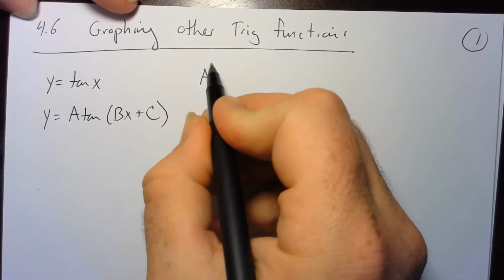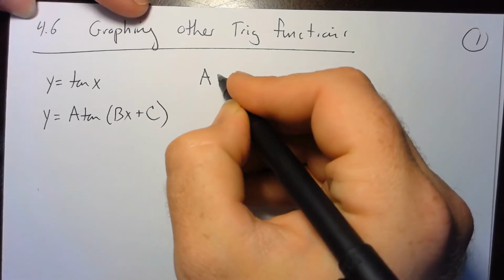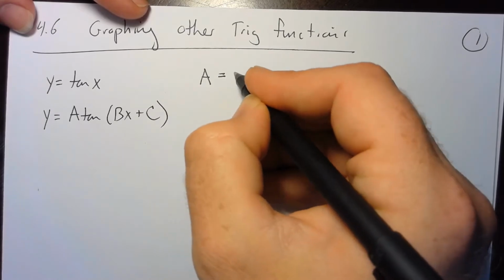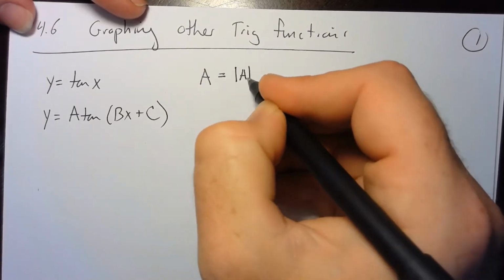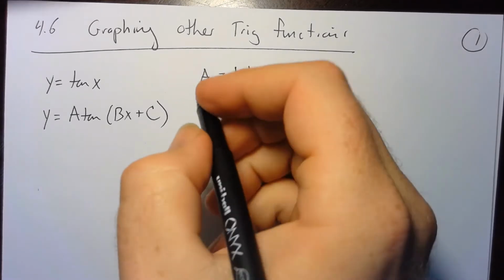So again, when we refer to a for the tangent function, don't think we're referring to the amplitude, but call it the anchor point value in terms of the y-axis. So the amplitude is still going to be your absolute value of a, but again, by definition, there is no amplitude for a tangent function.